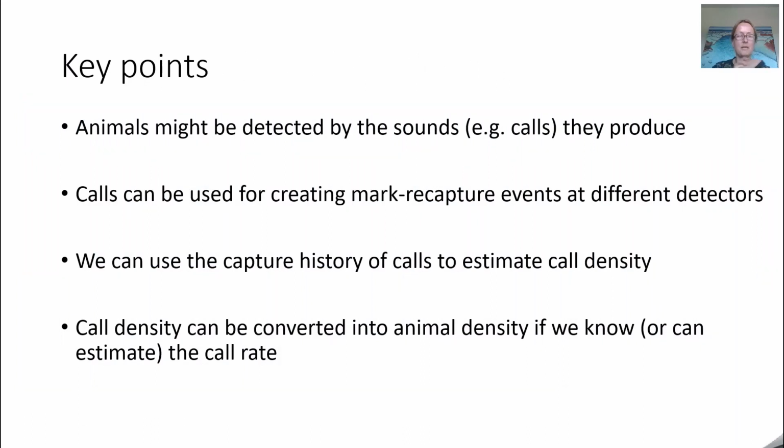So here are some key points to take away. Animals might be detected by the sounds, for example, the calls they produce. Calls can be used for creating mark recapture events at different detectors. And we can use the capture history of calls to estimate call density. Call density can be converted into animal density if we know or can estimate call rate.